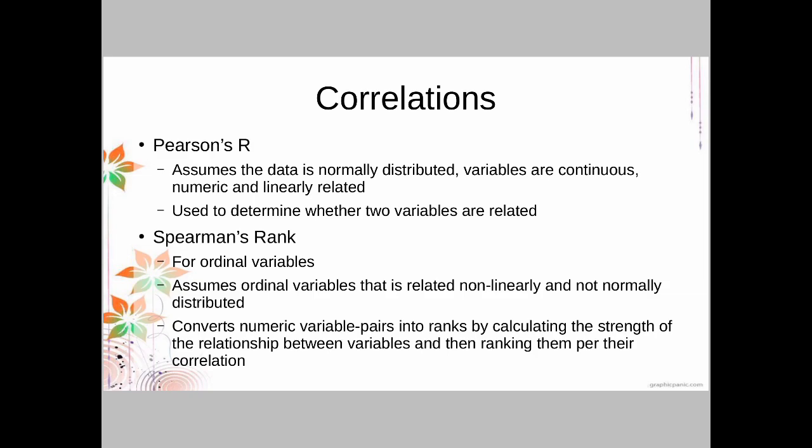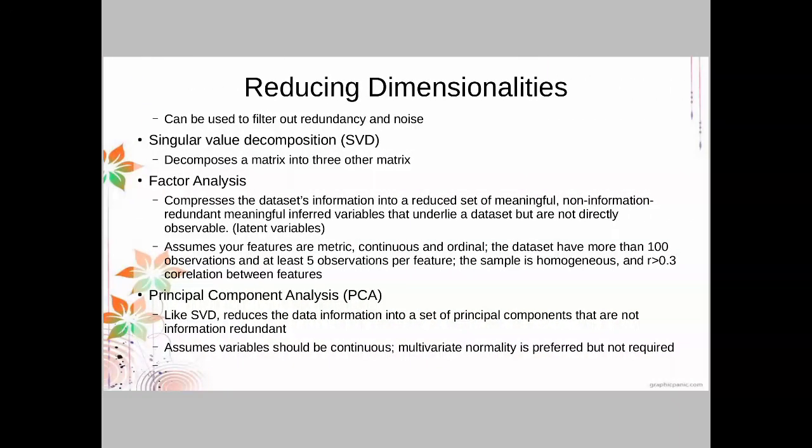So those are the two correlation analyses. And then dimensionality reduction. This is a pre-processing tool, actually. Before you run data in a machine learning algorithm, you first reduce the dimensions. So what are dimensions and why do we need to reduce them?